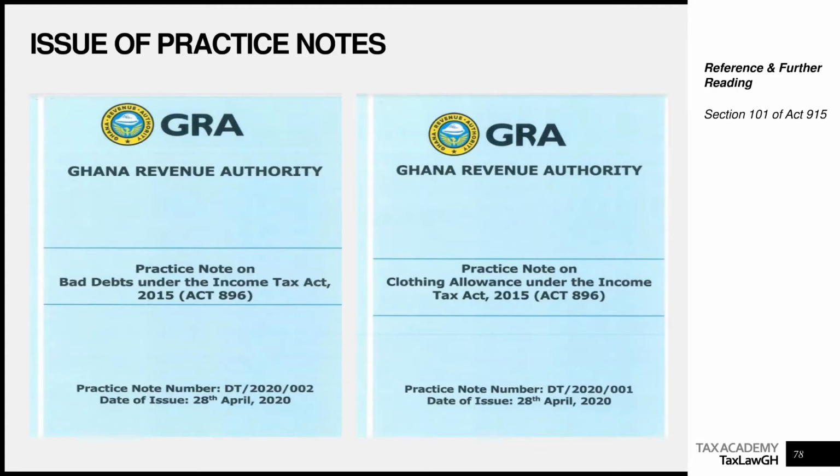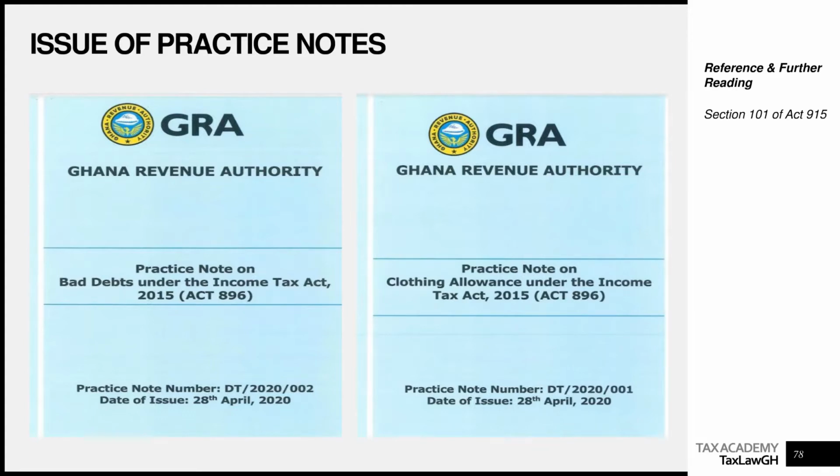Remember, I just said that it will state clearly the title and what it covers. Then I told you it will also be numbered. So you can see practice note number DT 2020-002. Then it states clearly the date of issue, 28 April 2020. The one on the right is practice note on clothing allowance under the Income Tax Act.